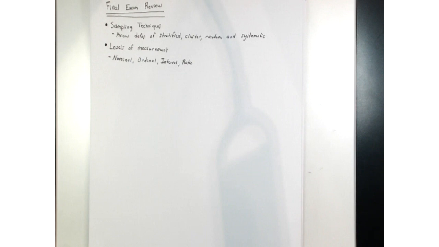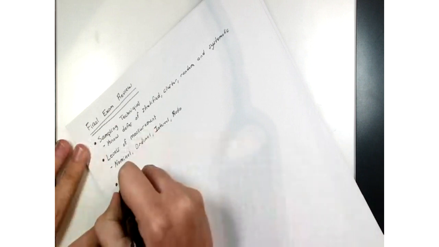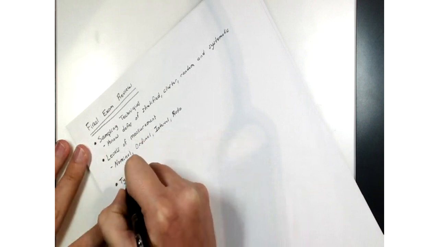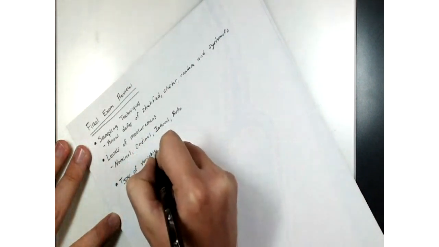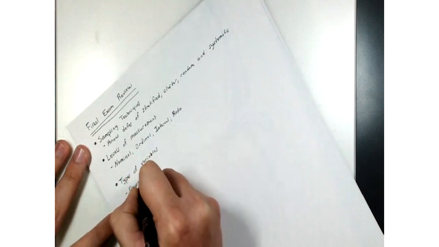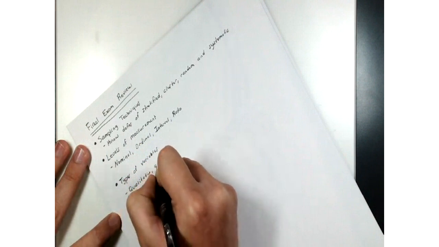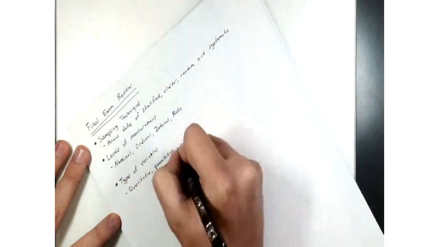So, what else? Let's think of something else. How did I describe it in chapter 1? So, different types of variables. Meaning, what are qualitative, quantitative, continuous, and discrete.